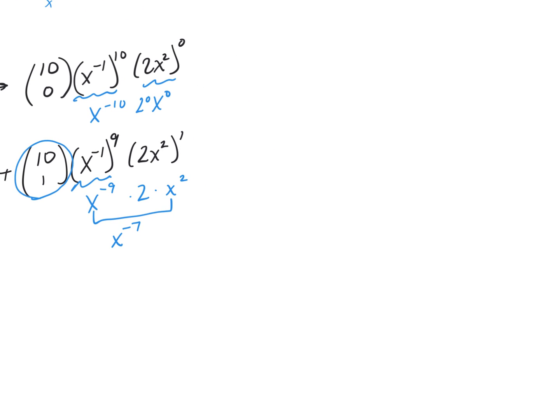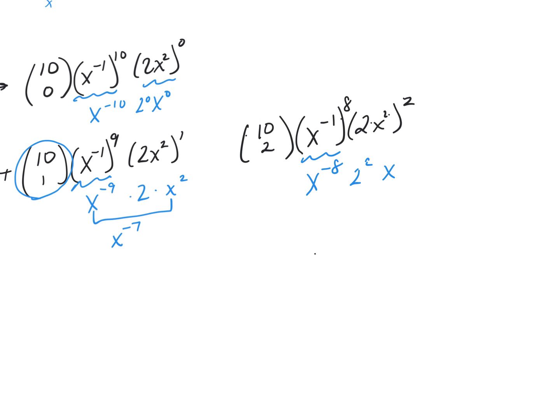Okay. My next term would be 10 choose 2, x raised to the negative 1 raised to the 1 power less, which is 8, 2x squared squared. Again, this is going to be x raised to the negative 8, and 2 squared, x raised to the 4th. These two combined is going to be 2 squared, and then x raised to the negative 4. Oh, well, maybe I'll have a constant on this one.